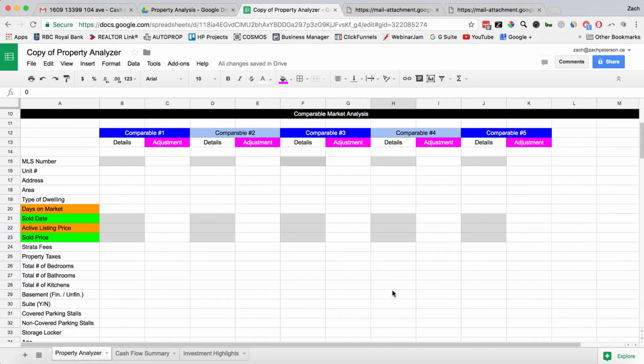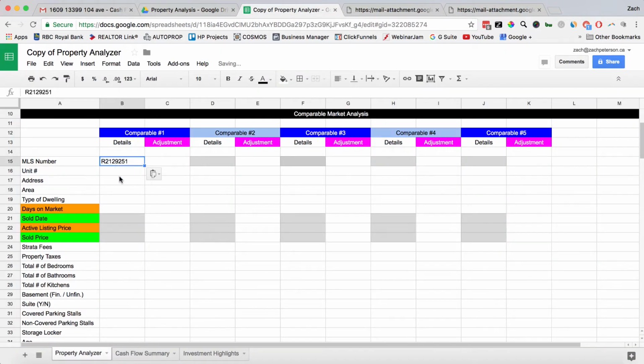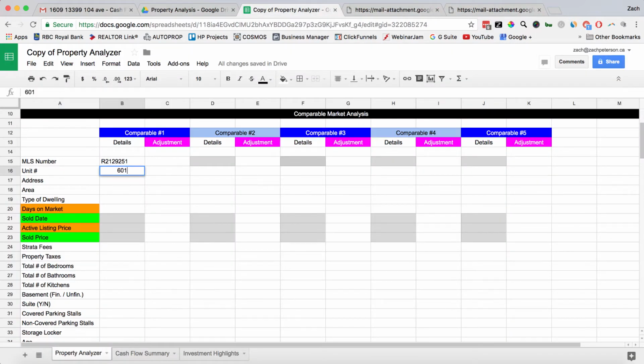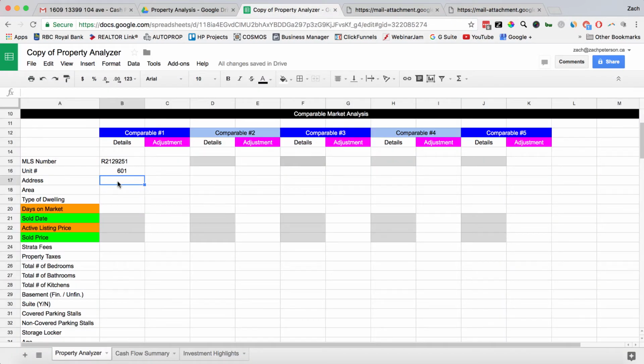We're going to go ahead and do some comparables here. So I've got some comparables lined up. MLS number, unit number, address. This is basically the same information that was for the subject property. So this is going to give us a good idea of how close to being comparable they are and where any differences might be.